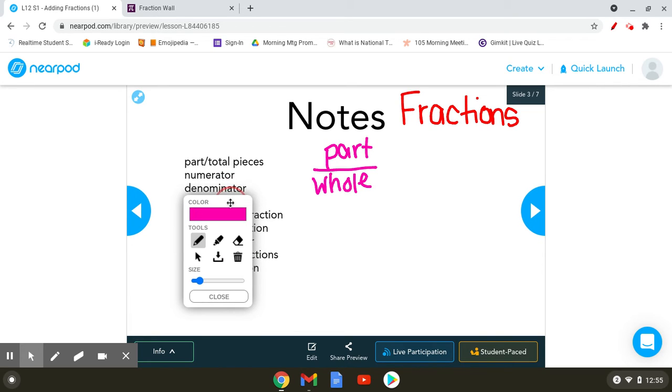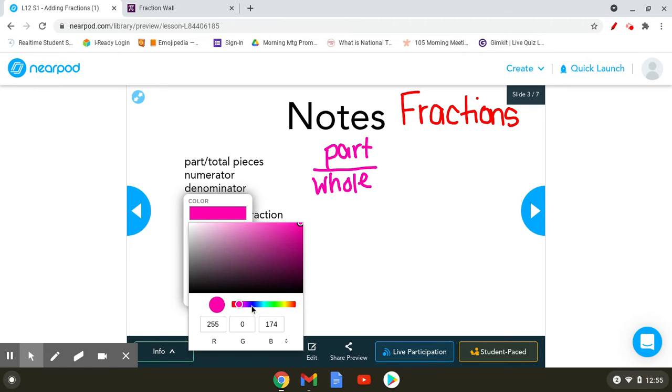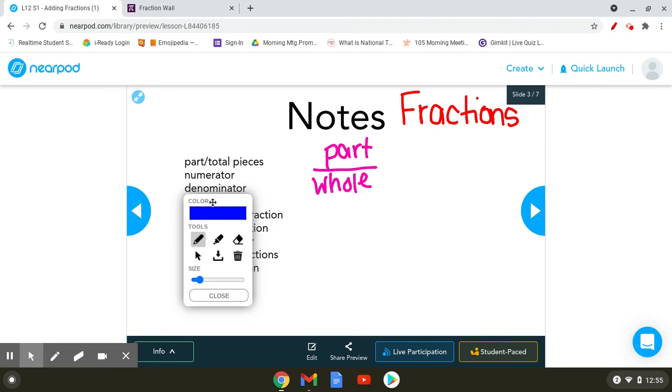All right, so now we're going to identify what represents the part and what vocabulary word represents the total. So the top number that represents the part in our fraction is called the numerator. And the downstairs number is called the denominator.